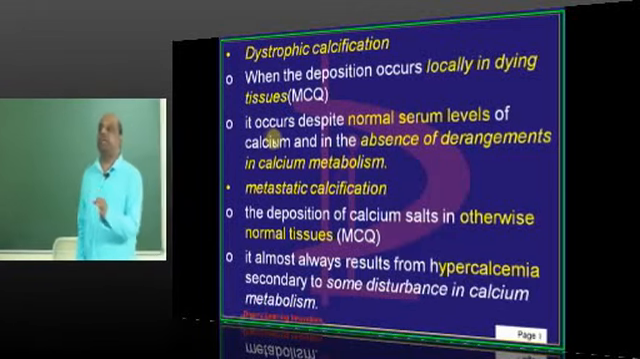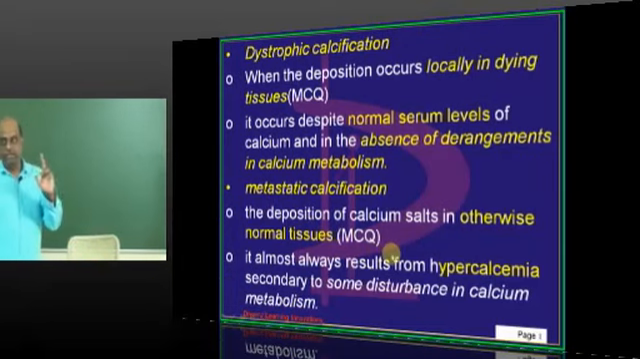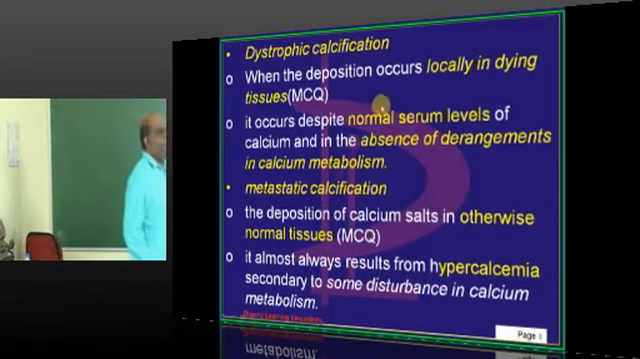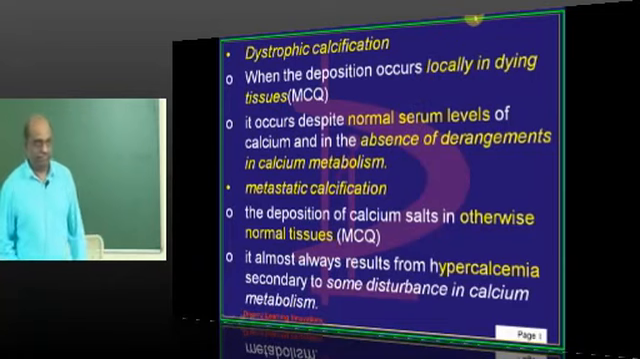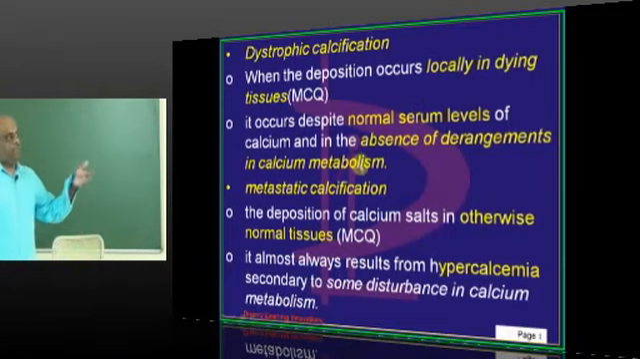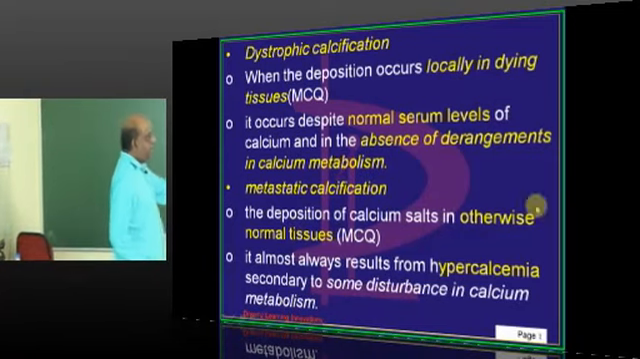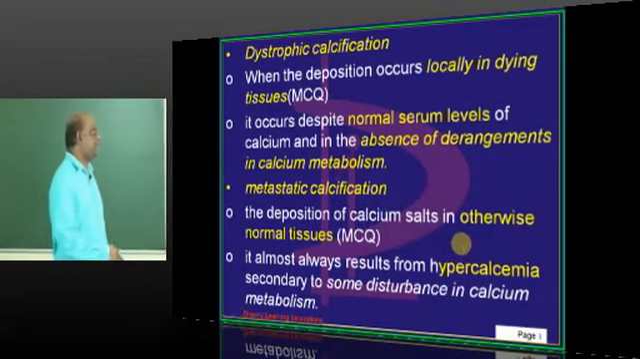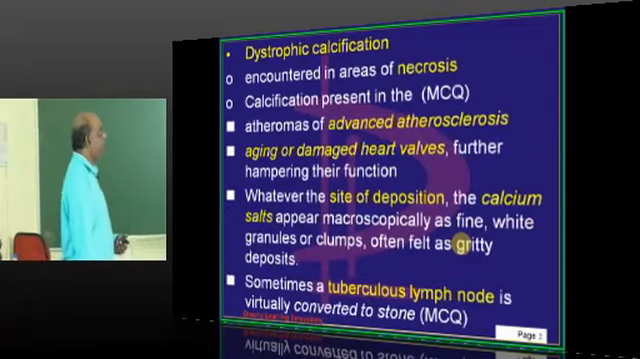Calcification, doctor, pathological calcification is a favorite topic. You have two kinds, dystrophic and metastatic. Whenever there is degenerated, dying tissue, the calcification that occurs in it is called dystrophic. In these people, if you look at calcium levels, they are normal serum calcium levels. Metastatic means even in normal tissues, when there is a hypercalcemia, there is a deposition. So their calcium levels in metastatic are typically high.